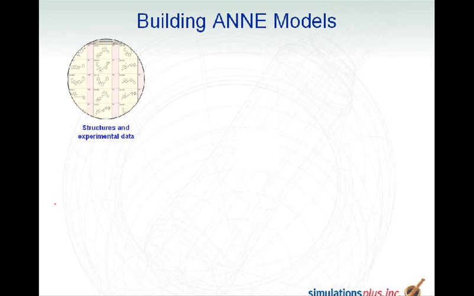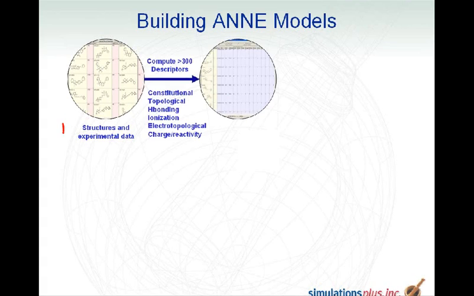This next slide just kind of outlines building artificial neural network models. The starting point is structures and experimental data. It's important that the structures are in the right tautomeric form. Experimental data has been validated and verified. If you have two different experimental results for the same compound and they differ greatly, then you need to resolve which one's the more applicable to your model.